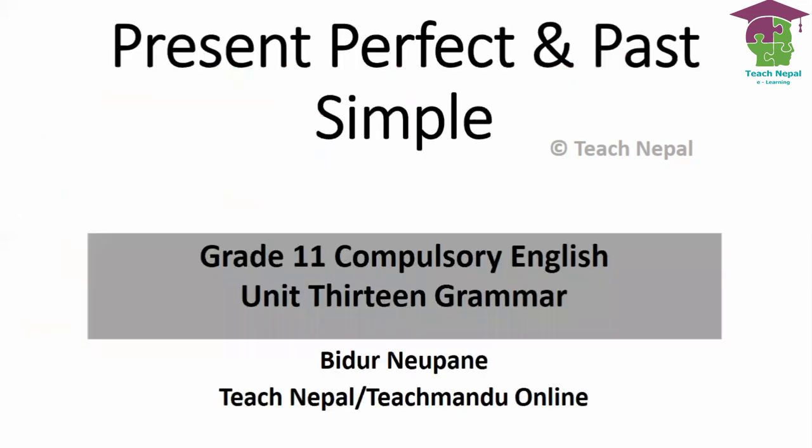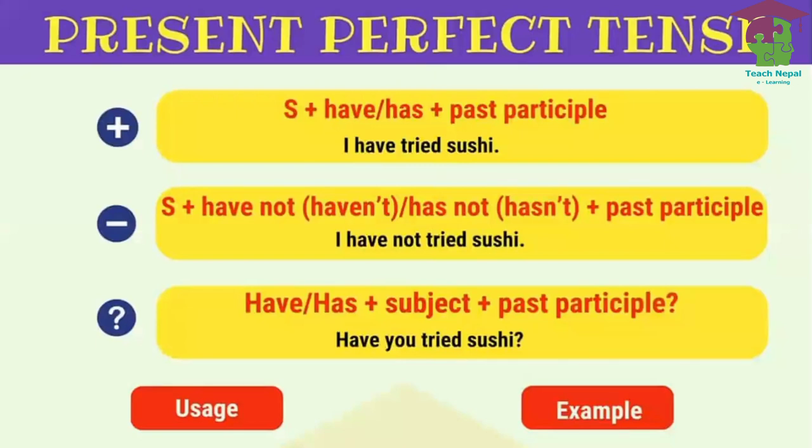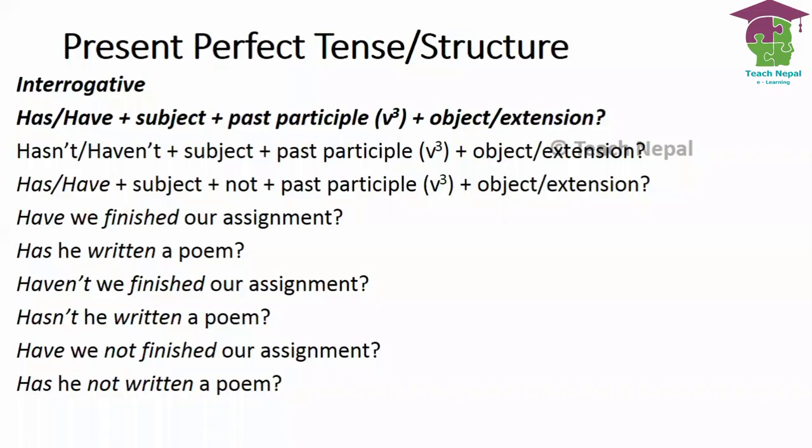So let's move to unit 13. It's present perfect and past simple. Which one to use? It might be confusing. For example, I have done or I did, right? In that way. So first, present perfect tense. The use of has, have plus verb 3 with subject, right? It shows the past action that has the effect till now, right?